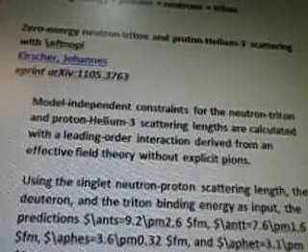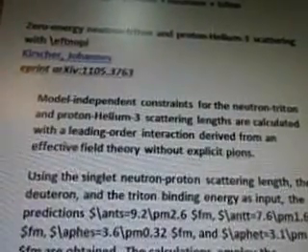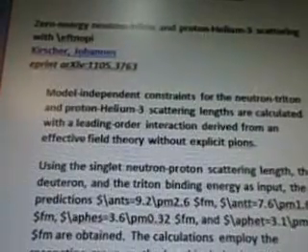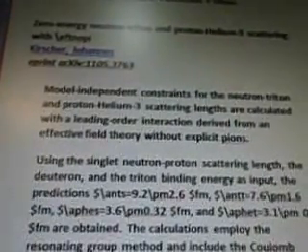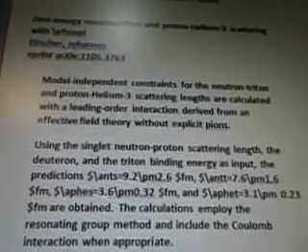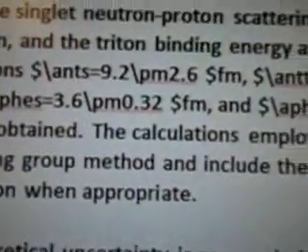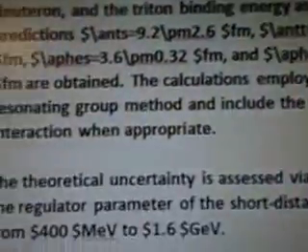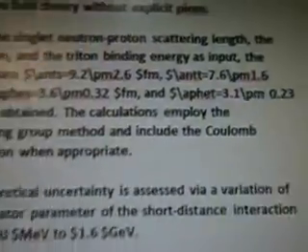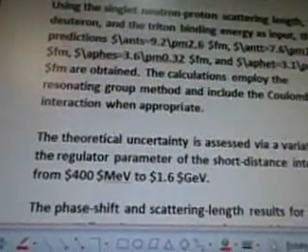EFTNOPI from Johannes Kircher. It says model independent constraints for the neutron triton and proton helium 3 scattering lengths are calculated with a leading order interaction derived from an effective field theory without explicit pions. Using the singlet neutron proton scattering length, the deuteron and the triton binding energy as input, the predictions are all those there. Bunch of little numbers and signs there, okay? Are obtained. The calculations employ the resonating group method and include the Coulomb interaction when appropriate.